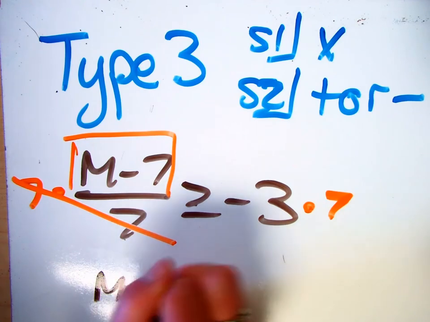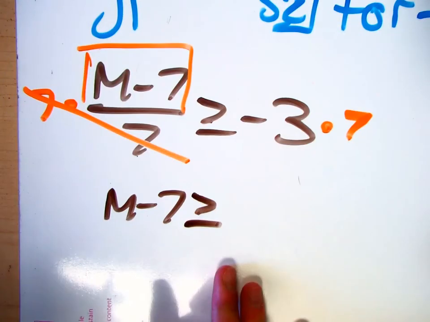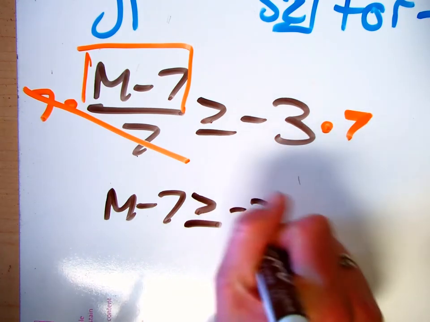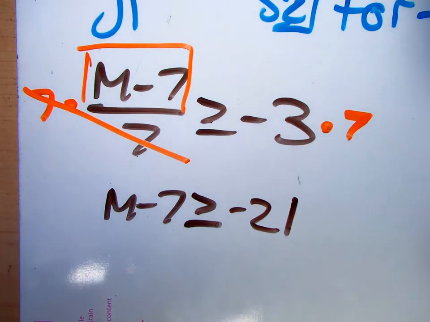So now I have m minus 7 all by itself. I don't need the box anymore. I'm going to keep the inequality symbol the same. Negative 3 times 7 is negative 21.